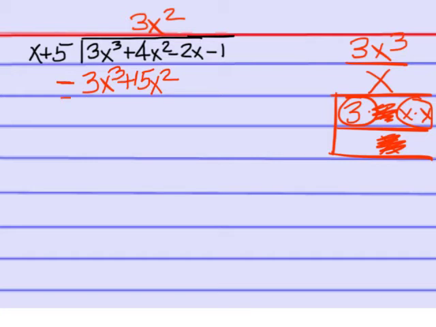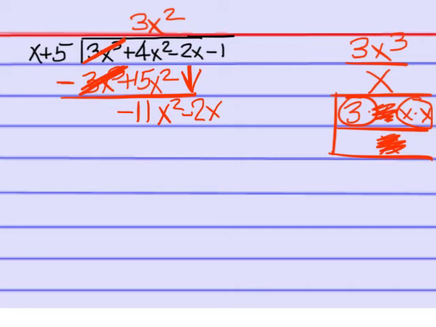Next we have to subtract. And when you do that, 3x to the third minus 3x to the third is 0, so those are gone. And now do 4 minus 15. 4 minus 15 is a negative 11, and keep that x squared. But we have to drop down our next item over. That's a minus 2x. So drop that down.